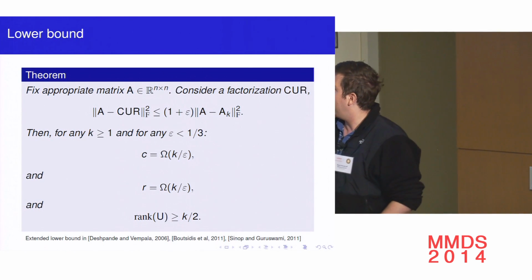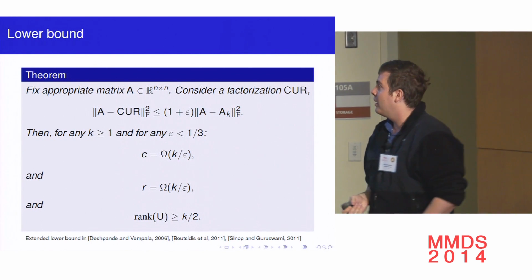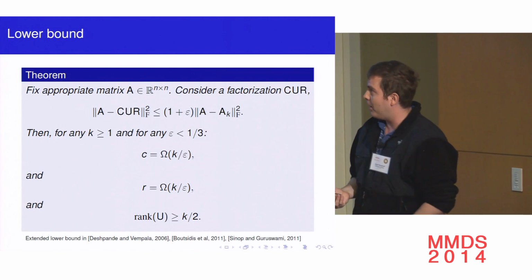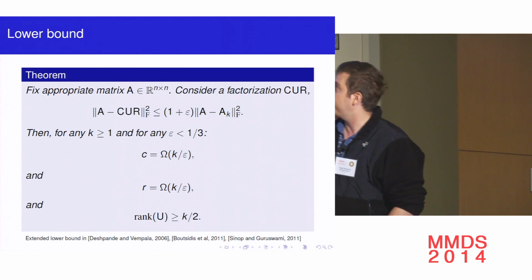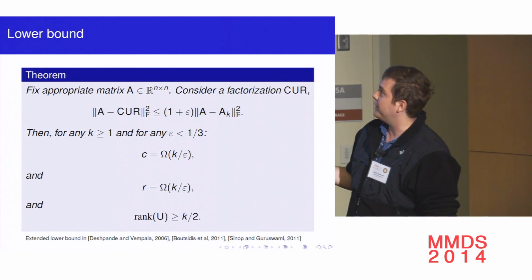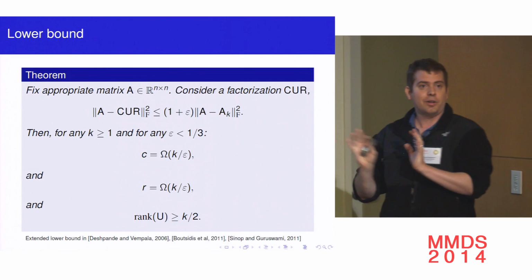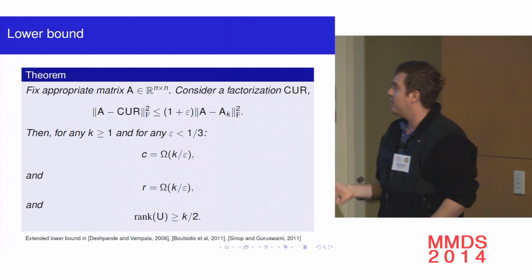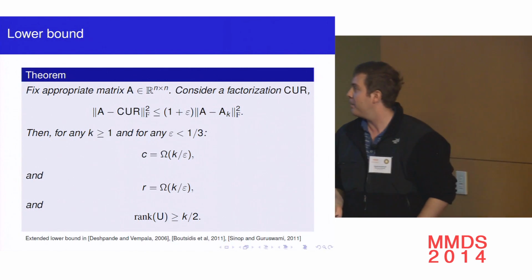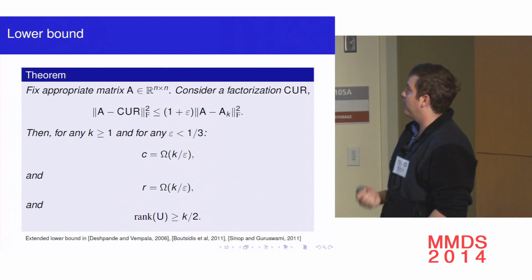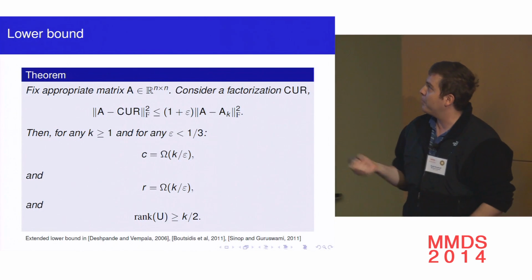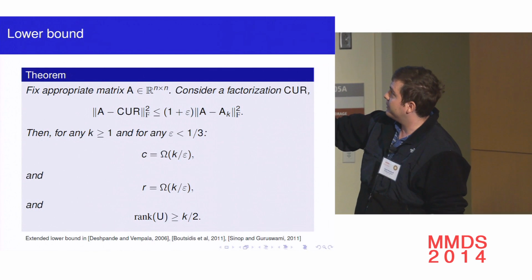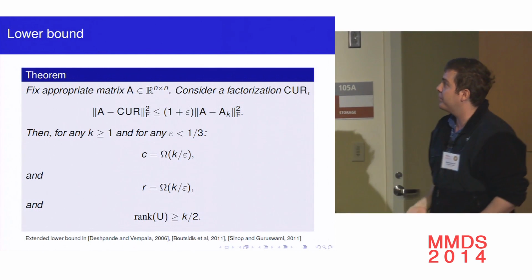And this lower bound argument is similar to lower bounds for the column subset selection problem, where you just care about finding a good C. You don't care about also finding a good subset of rows. So there's work on that by Deshpande and Vempala, by Boutsidis, Drineas, and Magdon-Ismail, and Sinop and Guruswami. And we extend these lower bound arguments to this CUR setting. Okay, so these are the parameters we're trying to get close to.